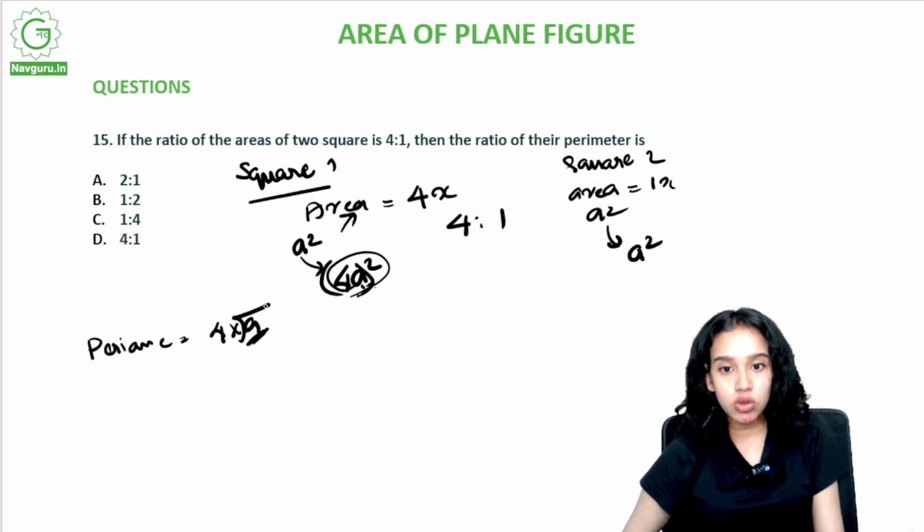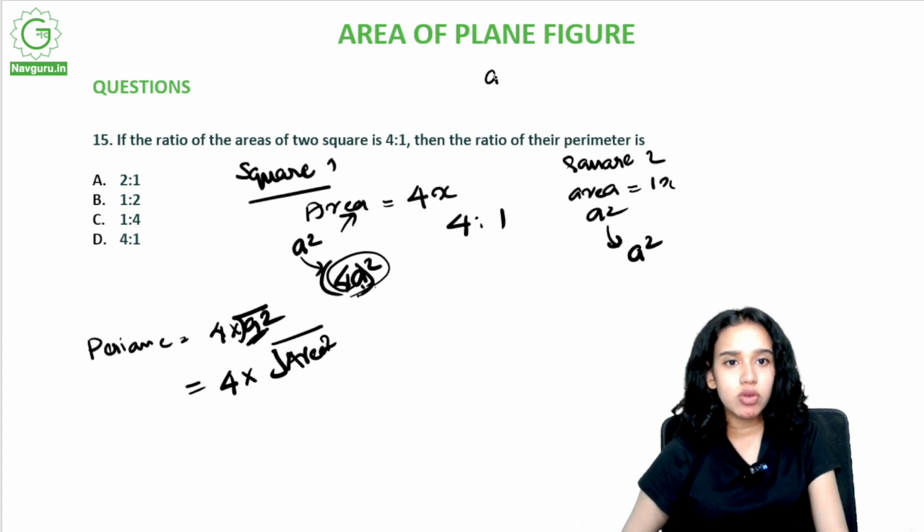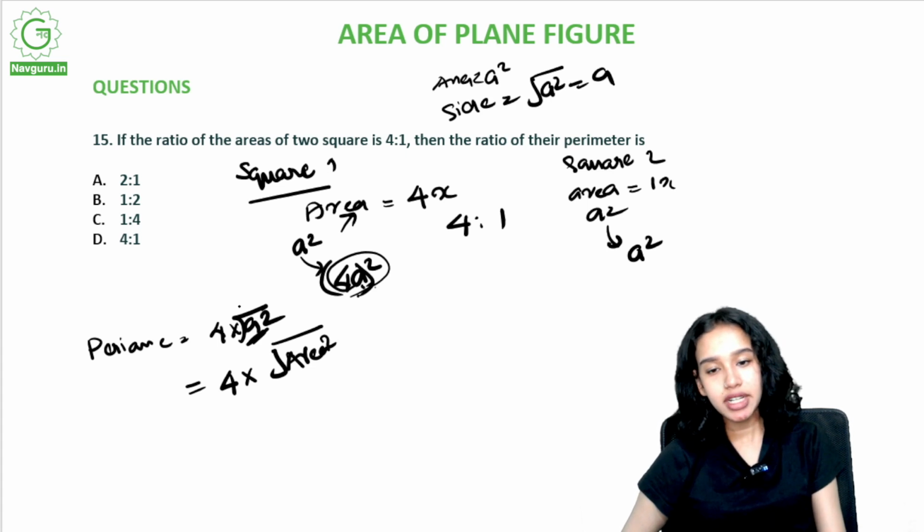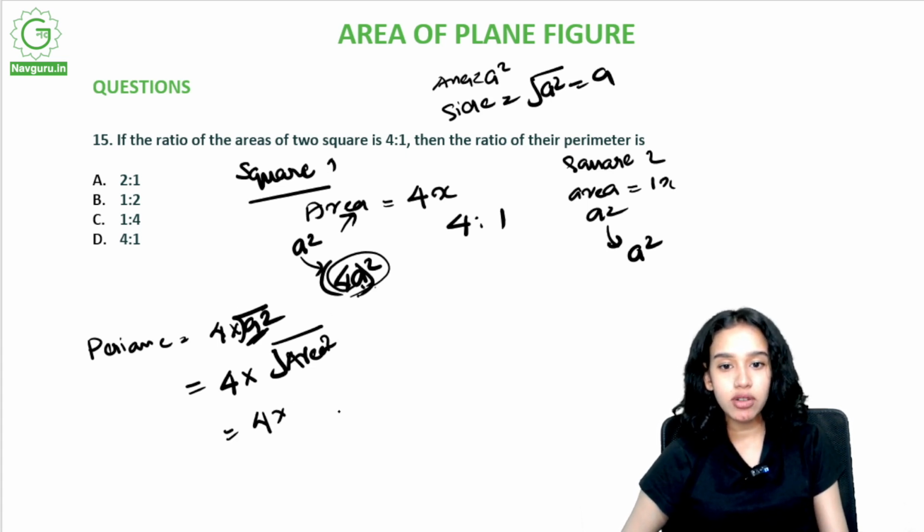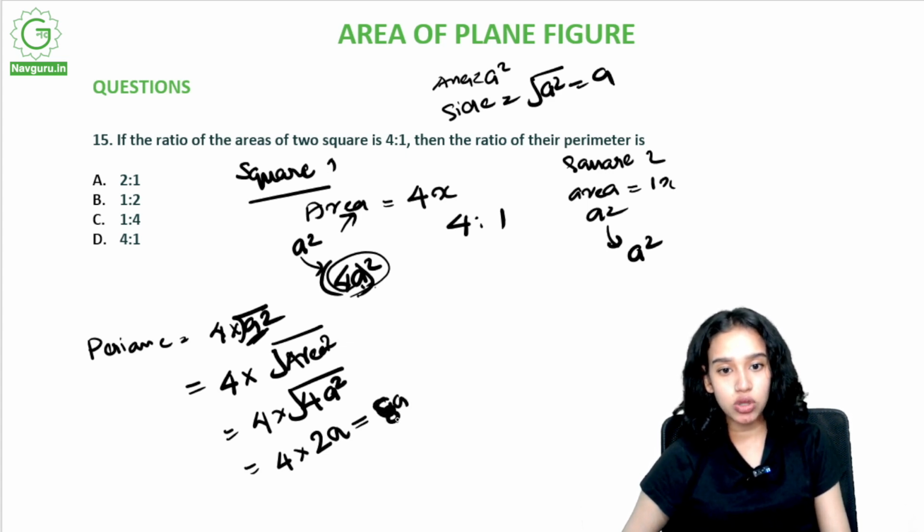So A is equal to root of area square. Perimeter is equal to 4 into root of area square, right? Because area is equal to A square, so side is equal to root of A square, which is equal to A. So 4 into, what is area here? 4A square. So 4 into root of 4A square. Now we get 4 into 2A, that's equal to 8A. 4 into 2 is 8.